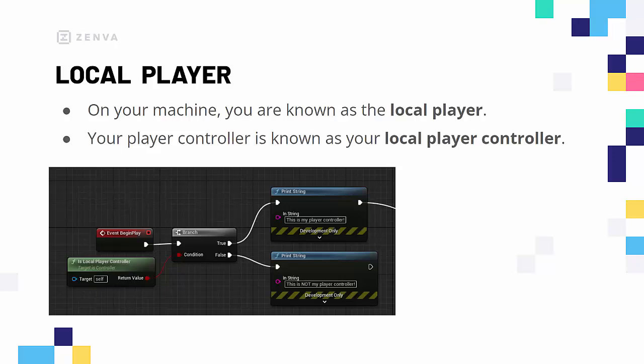So what we can do is inside of the nodes, we can use the isLocalPlayerController node, which is going to return true if it is and false if it is not. So only for you will it return true. For the server, it is going to return false, because if the server is looking at another player's player controller, that's not their local one. That is a remote player controller.